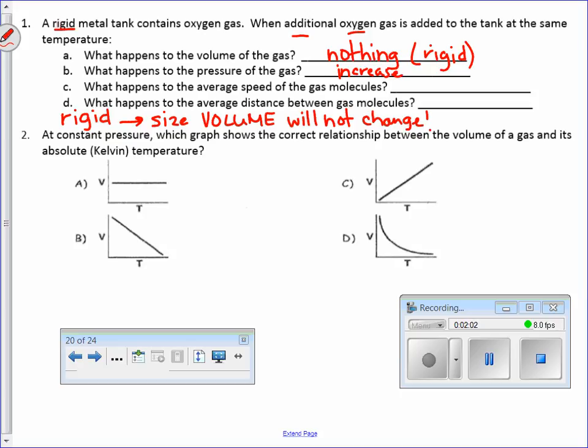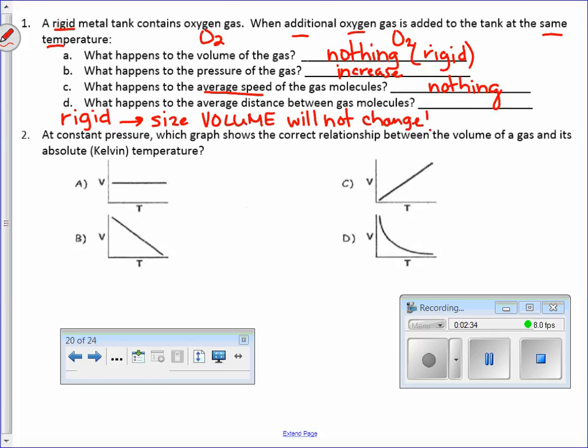What happens to the average speed? Well, average speed relates to the mass of the gas. It's oxygen gas initially, and it's oxygen gas added in. And the temperature is the same. It doesn't change. So the kinetic energy is the same, and the molar mass is the same. So nothing. There's no change.